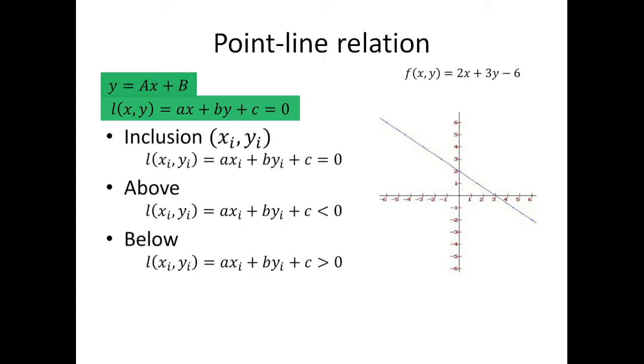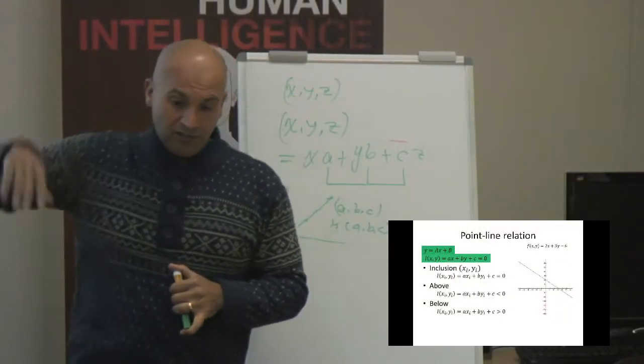Which means if I take a point (xi, yi) on the line and plug it in this equation, it will give me 0. Any point above the line will give a negative sign, and any point below the line will give us a positive sign. This subdivides the space into 3 classes: points on the line, above the line, and below the line.